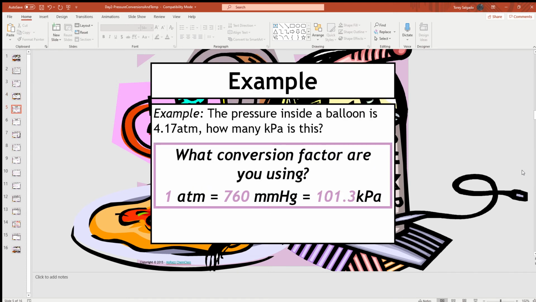So let's take a look at this example. It says the pressure inside a balloon is 4.17 atmospheres. How many kilopascals is this? And in your notes and right here on the screen, we have 3 different conversion factors that we can use. We have 1 atmosphere, we have 760 millimeters of mercury, or we have 101.3 kilopascals.